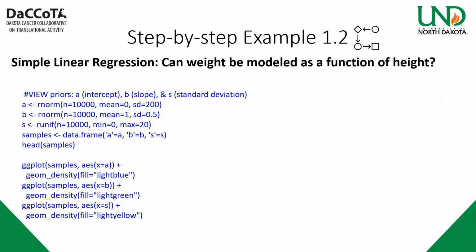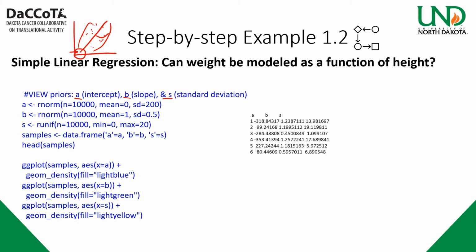So the three priors here, we're going to have an intercept, a slope, and a standard deviation, because of course, with an equation of a line trying to predict linear progression, we're going to have the slope, the intercept, and then how variable it is. So we're going to draw these all from normal distributions, except for S, which is just going to be a uniform distribution. And so we're just going to create some mock data, pulling 10,000 samples from a normal distribution for A and B, and S is uniform. We're going to put them in a data frame called samples.